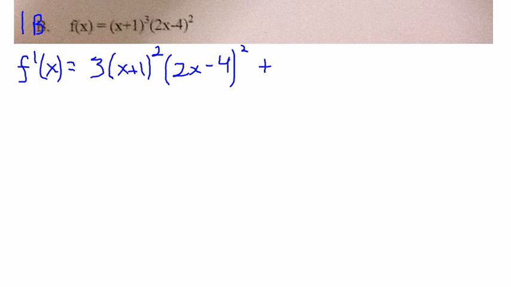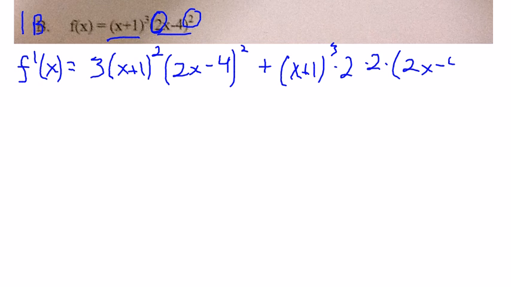I'll do derivative of the first and second plus the first times, so that's (x plus 1) cubed, times the derivative of the second, so that's times 2 times, so I get a 2 from this, from power rule, and then I get a 2 from this, from chain rule. So I get 2 times 2 times (2x minus 4), and then I need to reduce the power by 1 because I'm doing power rule, so that just gets power 1.